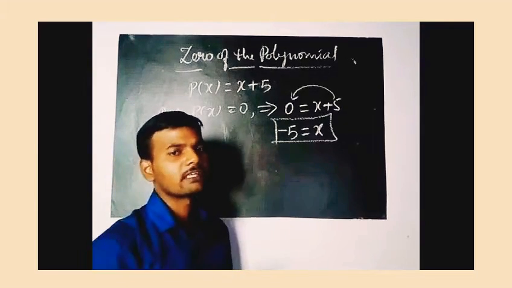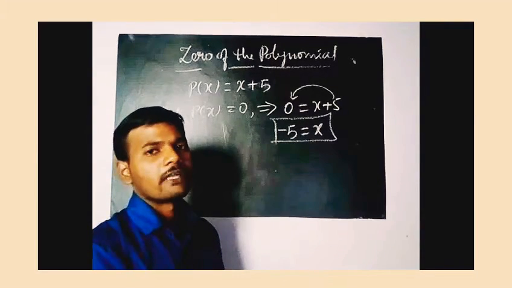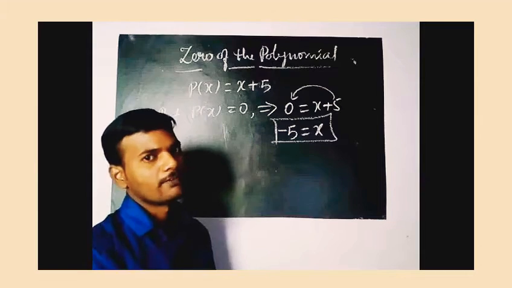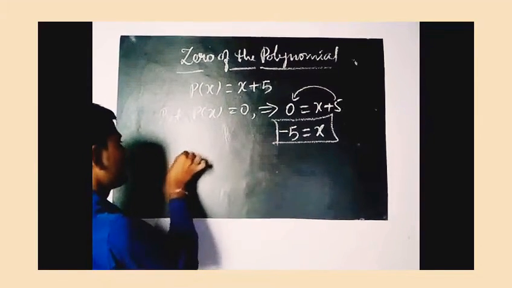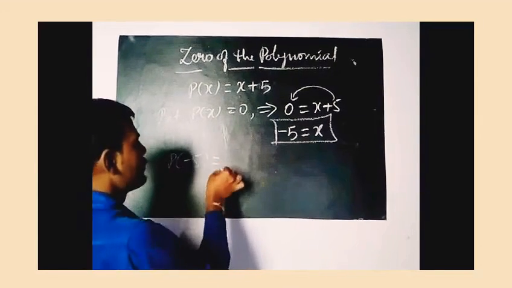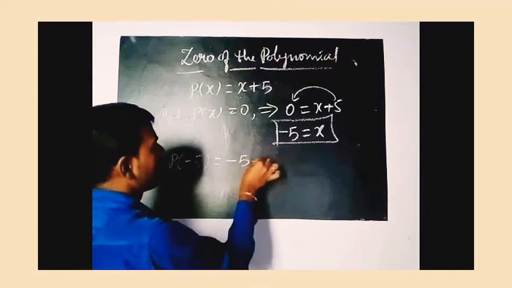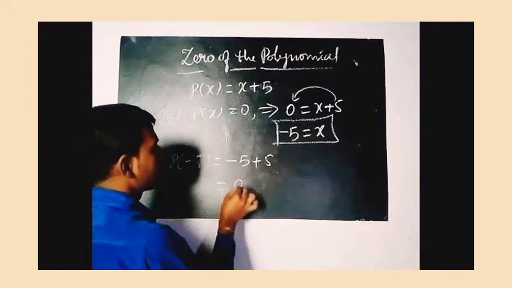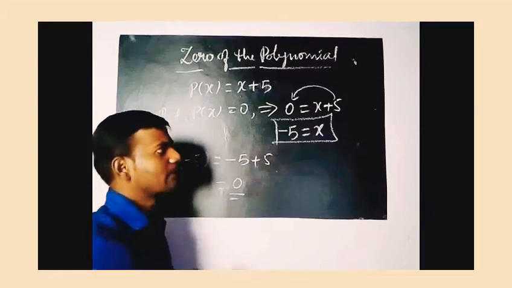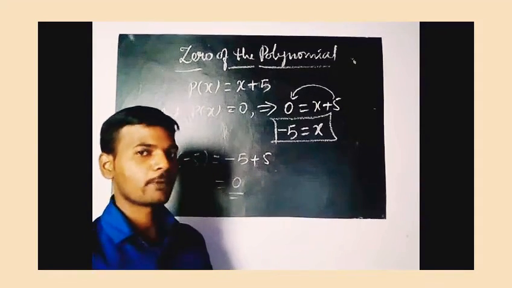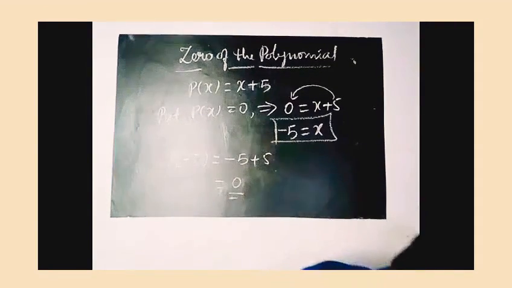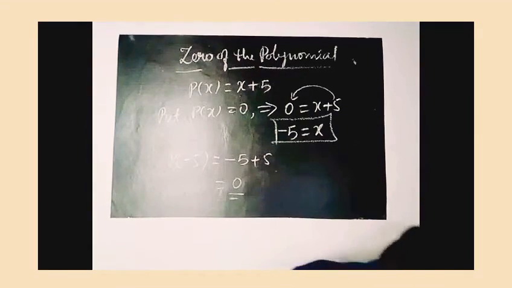To verify it, put the value of x in the given polynomial. p of minus 5 is equal to minus 5 plus 5. Minus 5 plus 5 means it is 0. So that's why minus 5 is the zero of the polynomial. Let me have one more example.